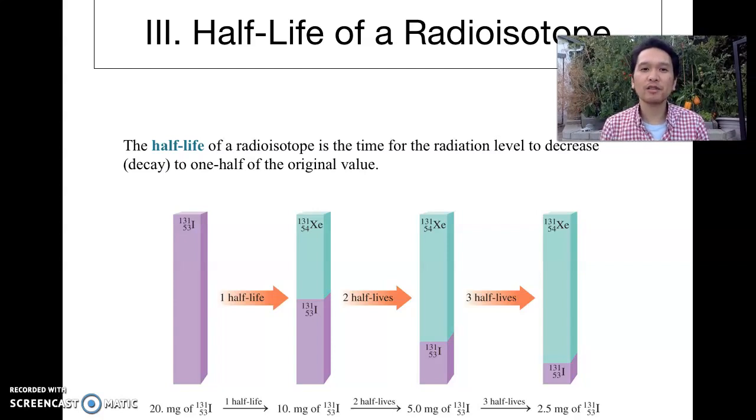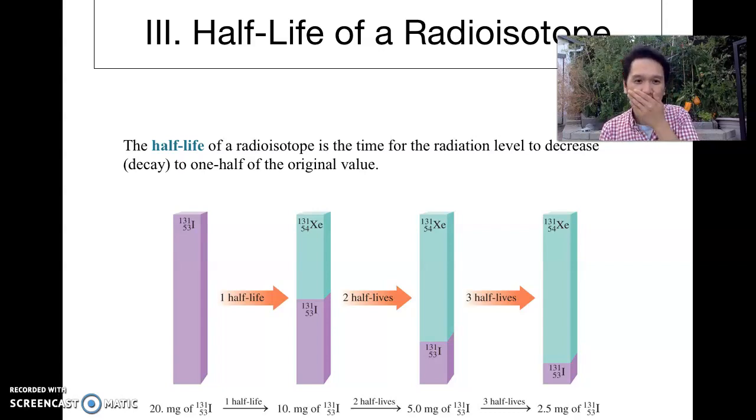This third part, we will talk about half-life of radioisotopes. So there are some calculations in this section. Okay, so let's talk first. What is a half-life? The half-life of an isotope is the time for the radiation level to decay to about 1/2 of the original value.